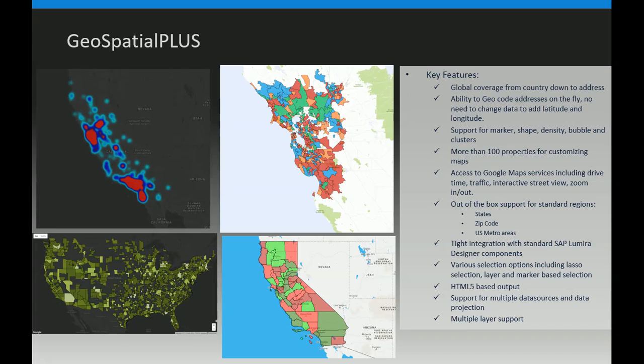Using GeoSpatialPLUS, we have the ability to perform geocoding on the fly, meaning if we have address information, we don't have to create latitude and longitude values in the data set.